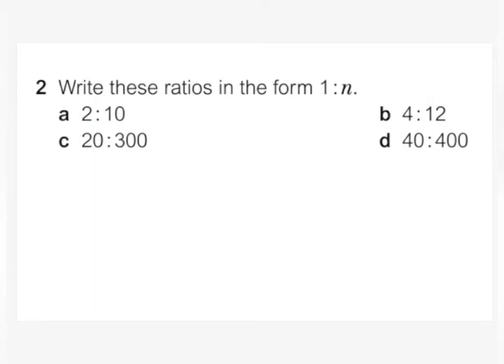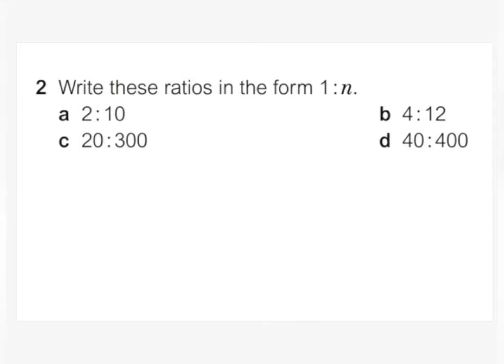Now, as we said, the form 1 to n means the first number must be 1, and the second number will be in the same unit as the first one. Whatever number you divide the first number by to make it 1, divide the second number by the same. Okay. Now, for example, let's take a look at A. We have 2 to 10.